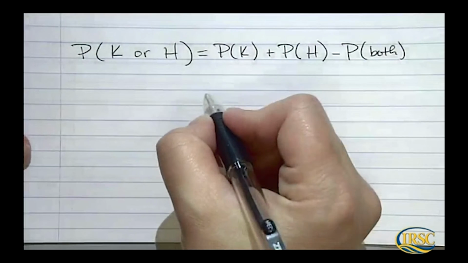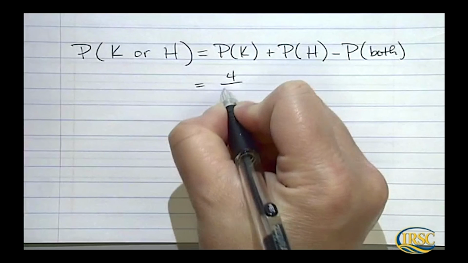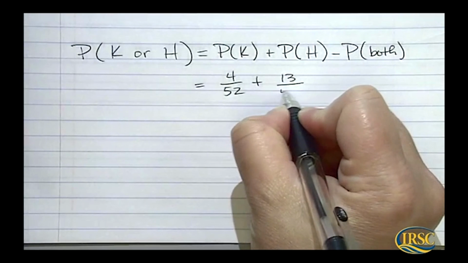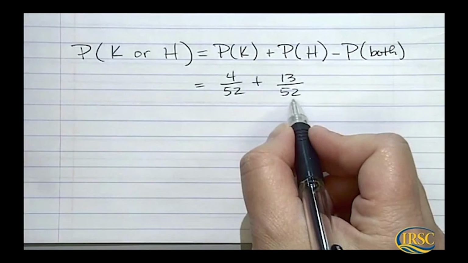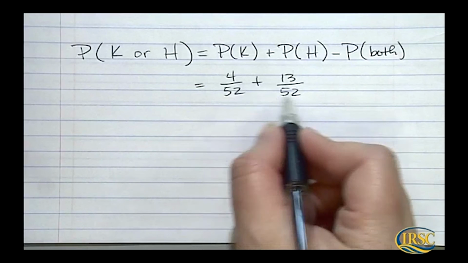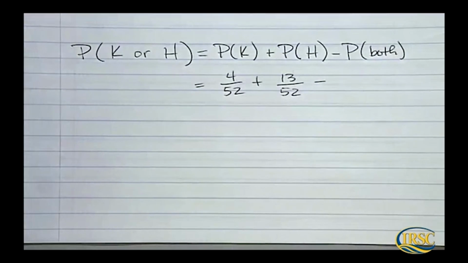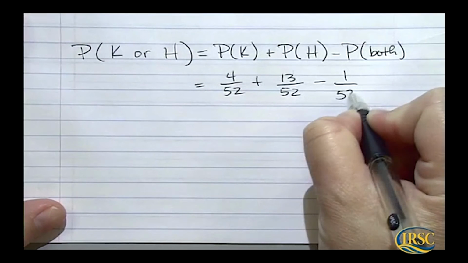All right, we already discussed that the probability of a king is 4 out of 52. What's the probability of a heart? Okay, 13 out of 52. And this time it's really helpful to keep that as a denominator of 52. Because remember, you're adding and you need a common denominator. Okay, so minus the probability of both. How many cards are both a king and a heart? Just one. The king of hearts is the only one that's a king and a heart at the same time. So 1 out of 52.